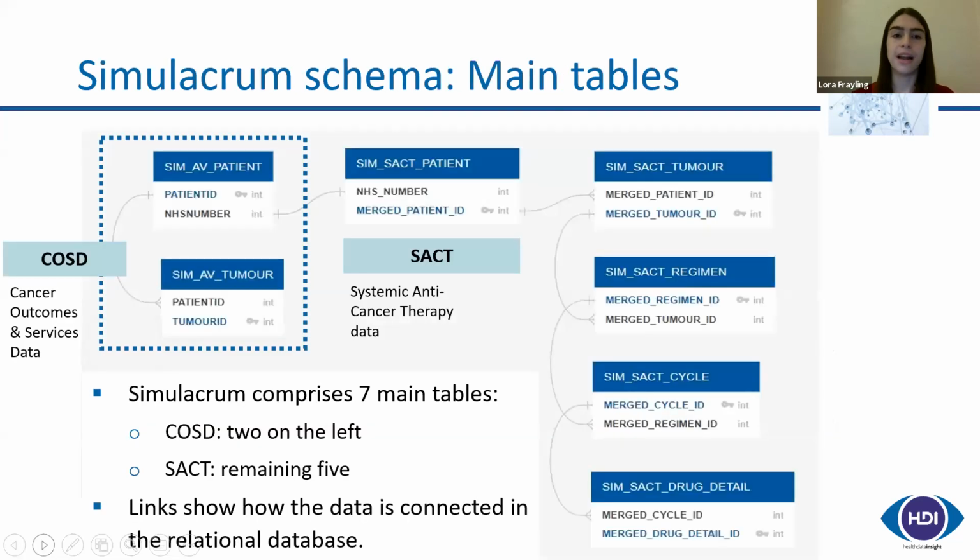So this is what the simulacrum looks like. We have on our left the patient and tumor tables that contain all the characteristics of the patients and tumors, and then the remaining 5 tables contain all the systemic treatment information, such as which regimens patients receive, the cycles of those regimens, and then the details of the drugs administered. Next slide, please.